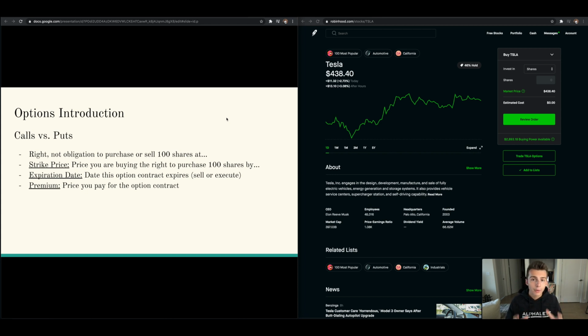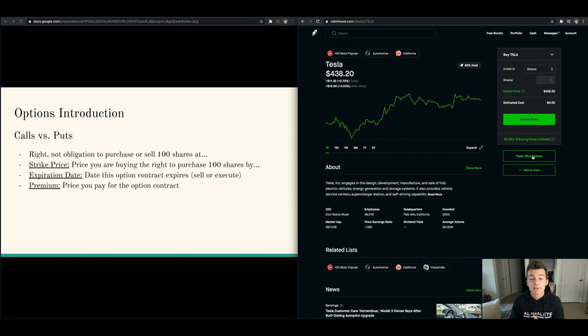So when you purchase a call or a put, you have the right, not the obligation, but the right to purchase or sell 100 shares at the strike price, and that is for one contract. So when we go through the order form here on the right hand side, where we talk about trading Tesla options, which we'll do here in just a second, when you put in one contract, that's for 100 shares, for the right of 100 shares.